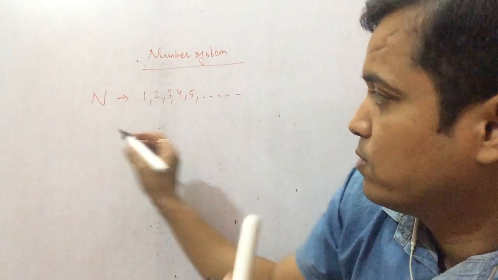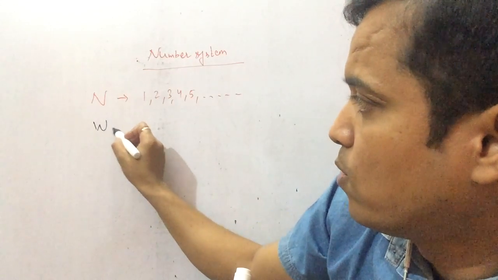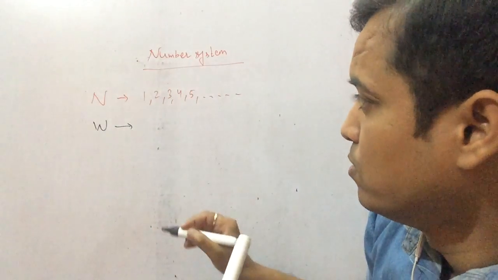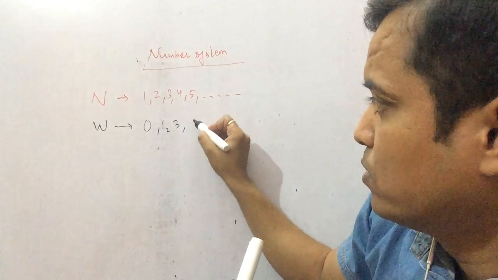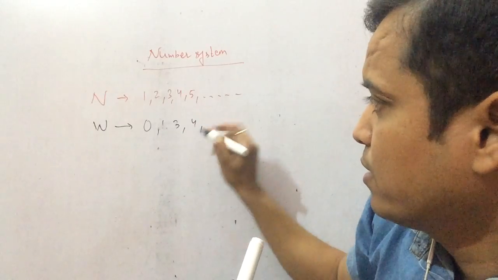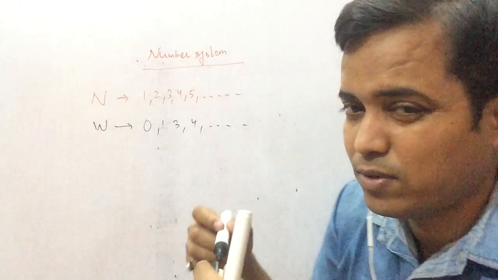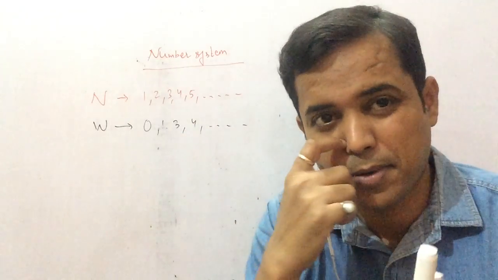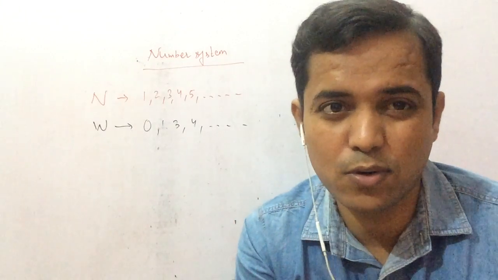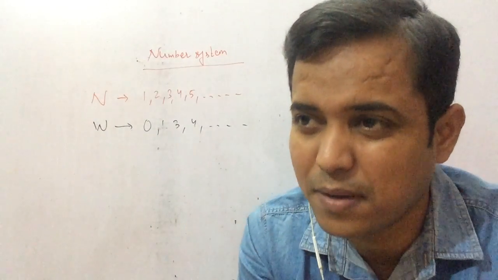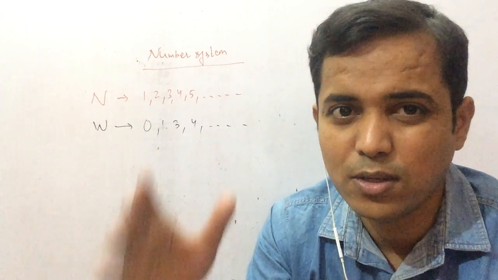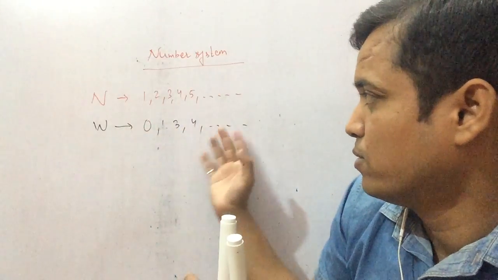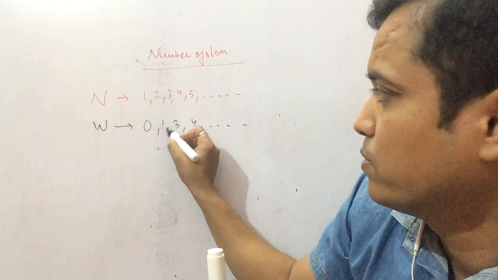Let's talk about the whole numbers. Whole number is denoted by W, and it starts from 0: 0, 1, 2, 3, 4, and so on. What about minus 1? Minus 1 is not a whole number. And same for minus 2, minus 100, these are not whole numbers. So whole numbers are 0, 1, 2, 3, 4, and so on.